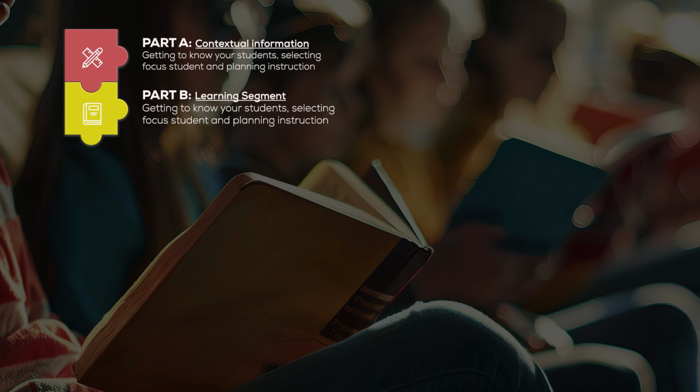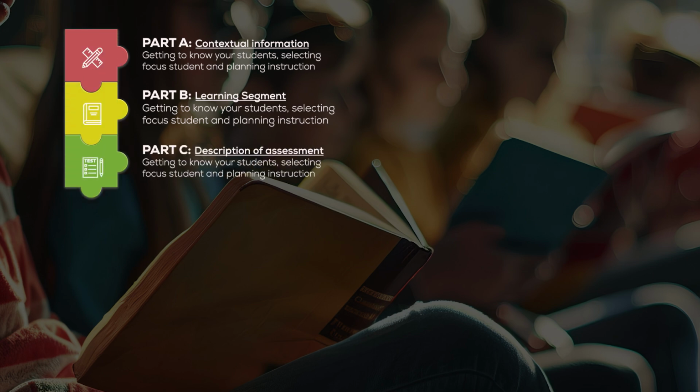For Part B, this is the learning segment or unit plan. And this is where candidates plan and develop and submit their 3 to 5 lessons within the learning segment or unit. They'll identify the formative and summative assessments that they'll use and indicate how they are going to integrate foundational reading skills. Part C is the description of assessment narrative document.